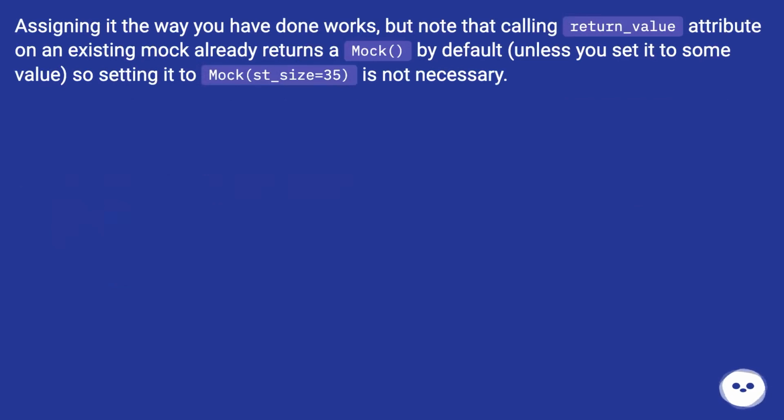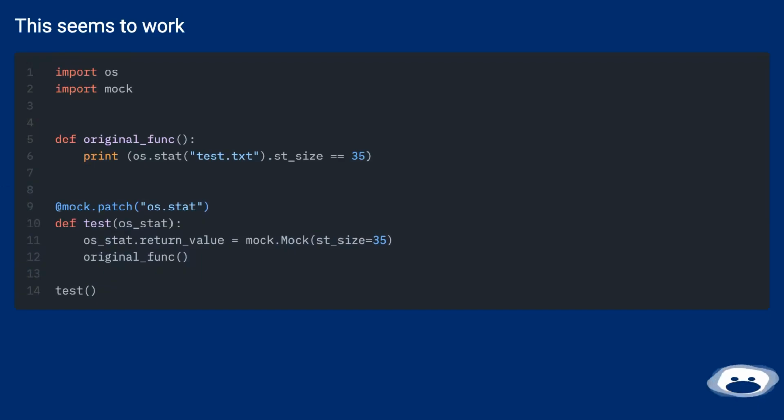Assigning it the way you have done works, but note that calling return_value attribute on an existing mock already returns a mock, by default, unless you set it to some value, so setting it to mock, st_size equals 35, is not necessary. This seems to work.